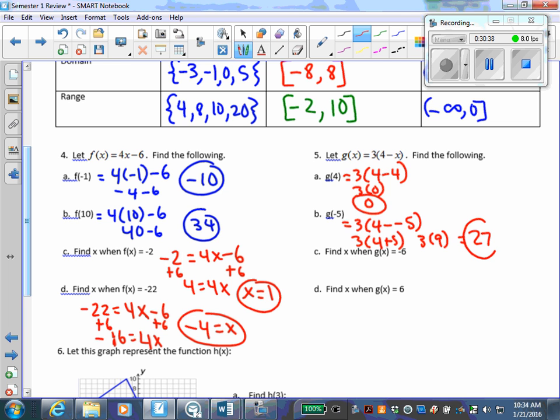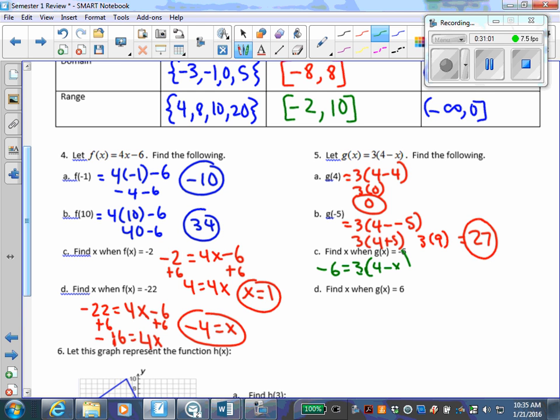Find x when g of x equals negative 6. All right. Negative 6 equals 3 times (4 minus x). To solve this, I want to divide by 3. Oh, that might be confusing. I could also start by distributing the 3. Maybe I should do that to not be so confusing.